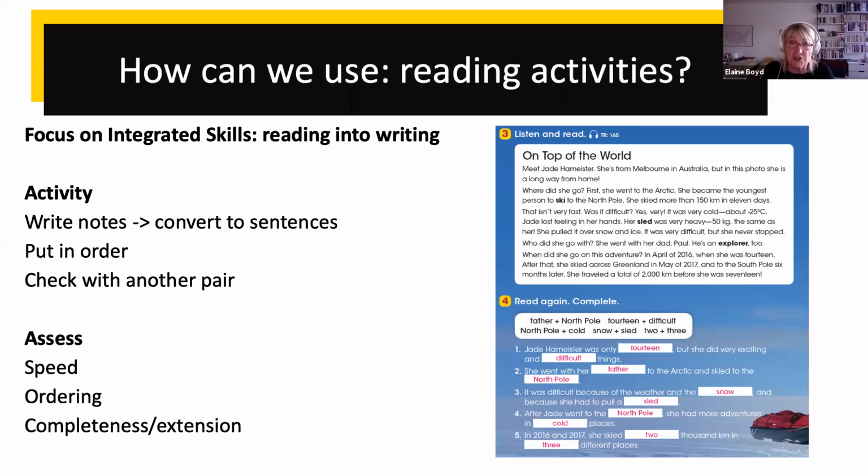Now, I'm not suggesting you assess them on all 3 of those things. It's too much for young learners, but you can extract one of those things and say, right, this is what I want you to do, and this is what I'm going to assess you on. And it might be the ordering, for example. So let's look at another integrated skill.